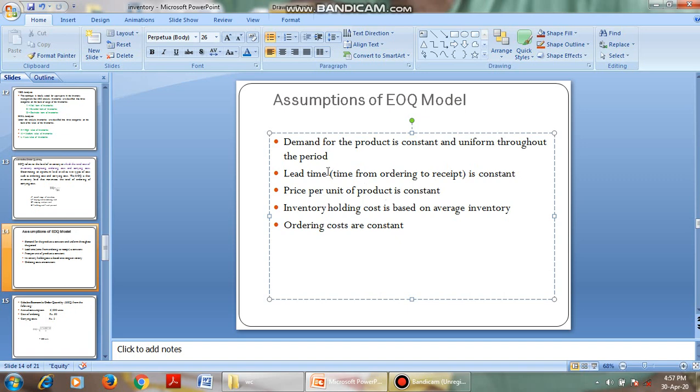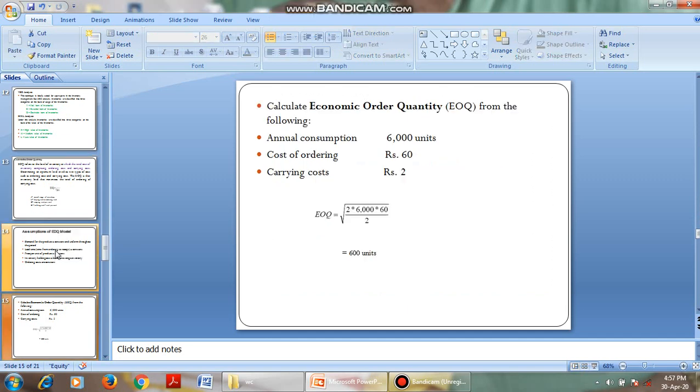Lead time, that is, the time required to convert our raw material into finished goods, the conversion cycle, is constant. The conversion of raw material into finished goods, the time must be constant. Price per unit of product is constant, that is, the price of every product is also constant, inventory holding cost is based on average inventory, and ordering cost is also constant.